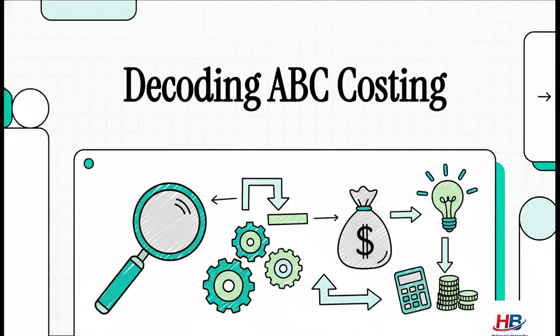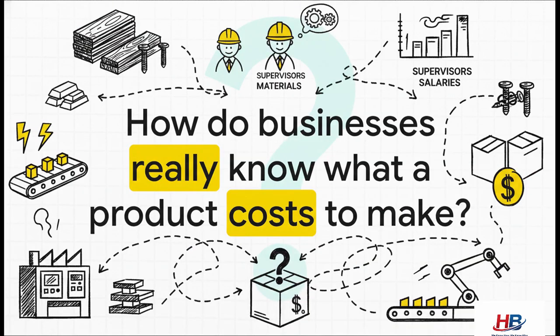All right, today we're going to decode a really powerful method that businesses use to figure out what things actually cost. It's called activity-based costing, or ABC for short. And trust me, it can be a total game changer for how a company sees its own operations. So let's just start with a really big question. How does a company truly know the cost of making just one single product?